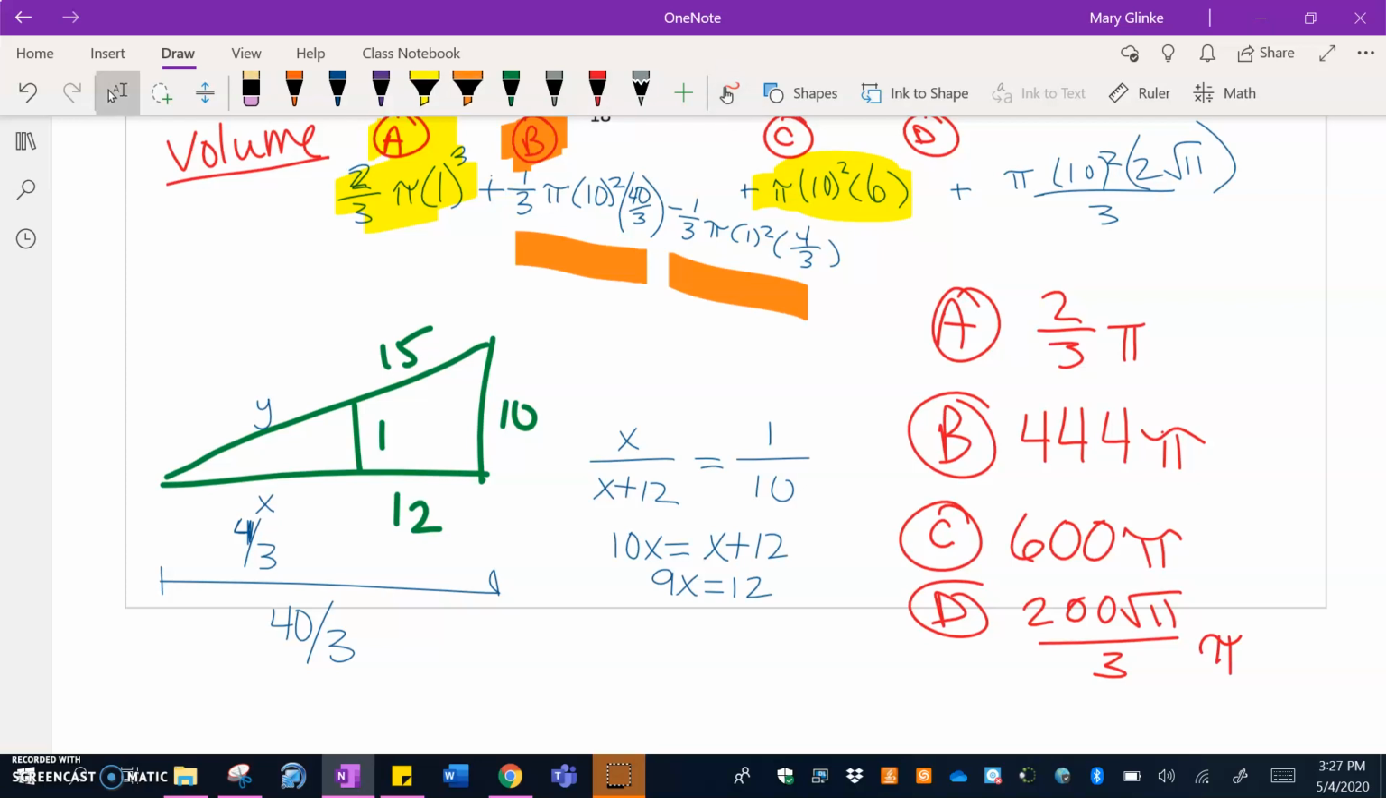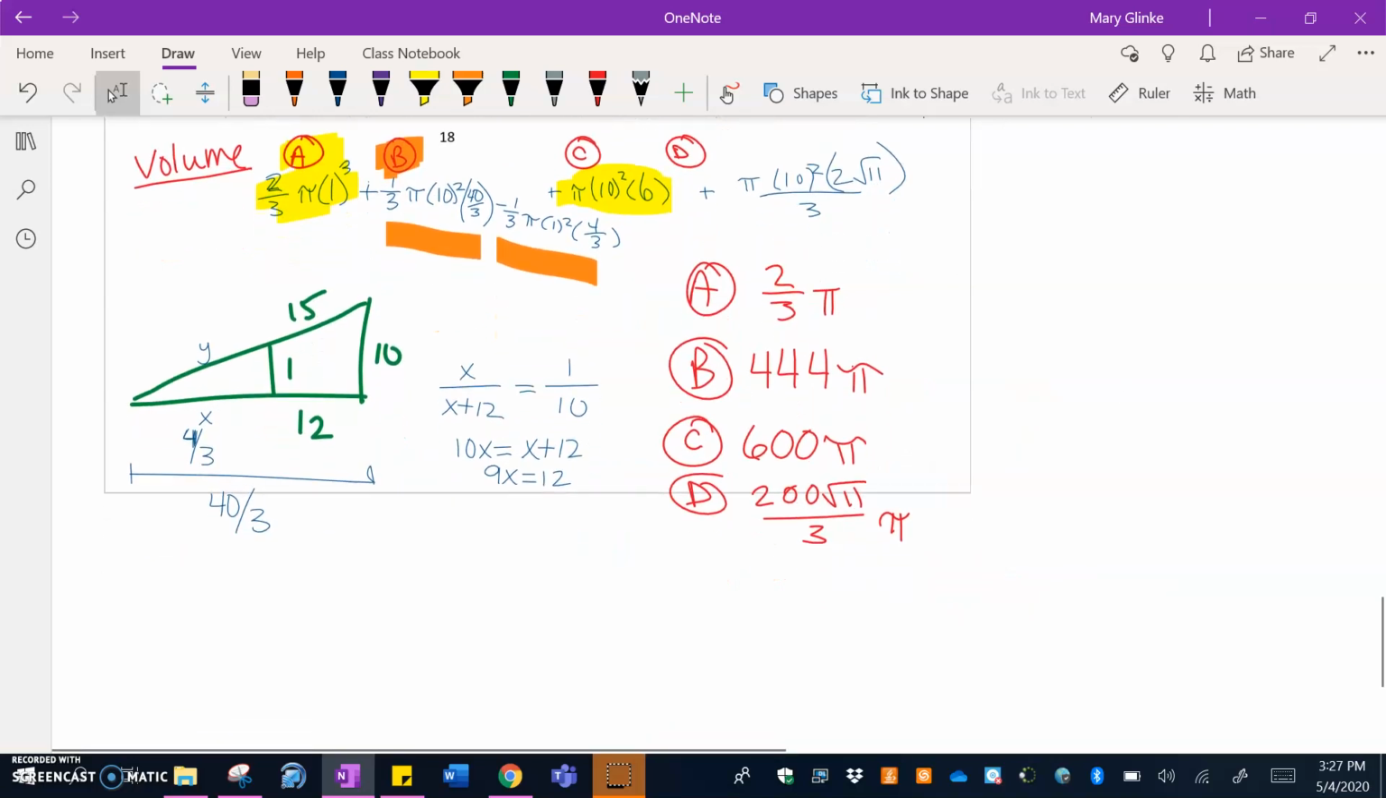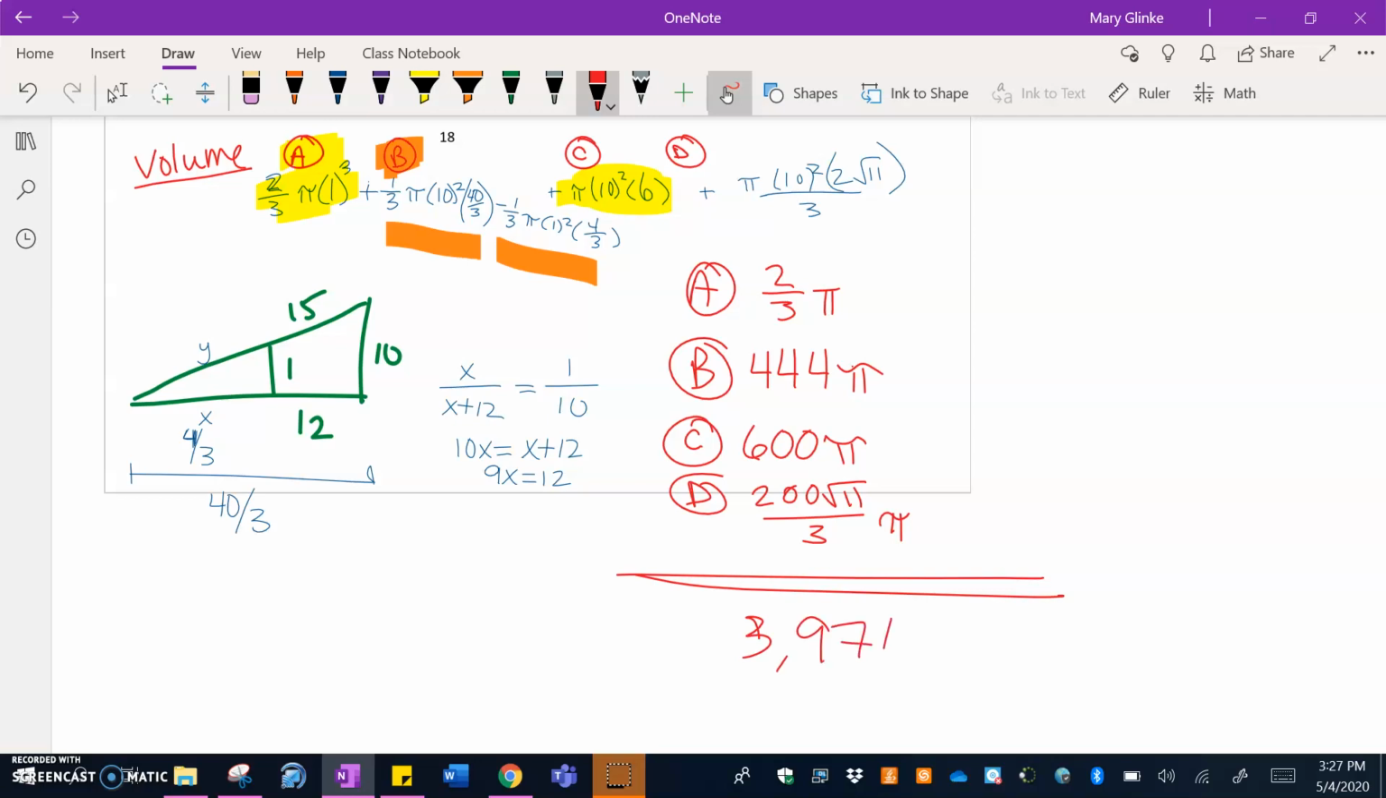And so those are each of those individual parts for the volume. So all we need to do is take them and combine them. So when we add all of this together, we end up with a total volume then of 3,976.55 units cubed. That would be our volume.